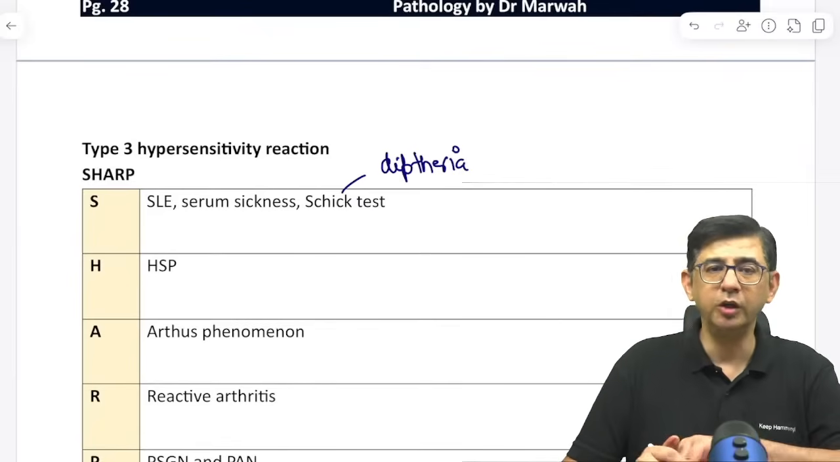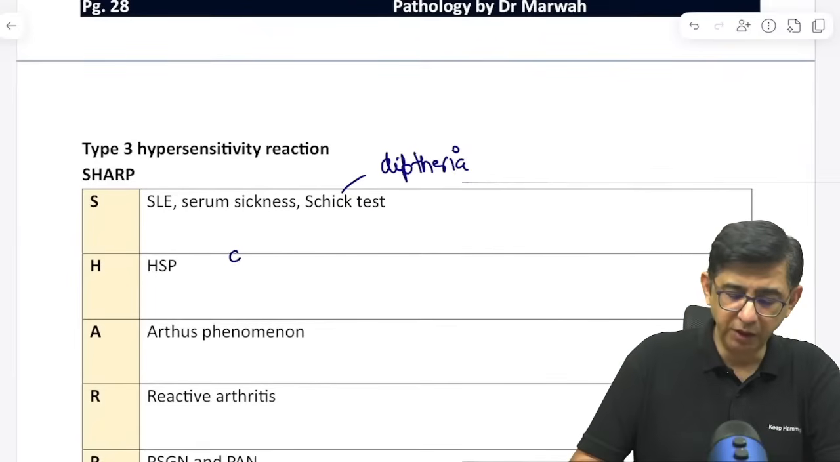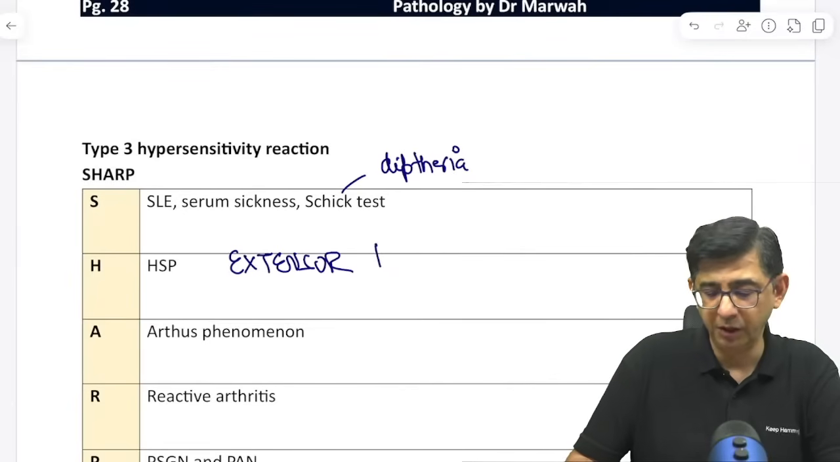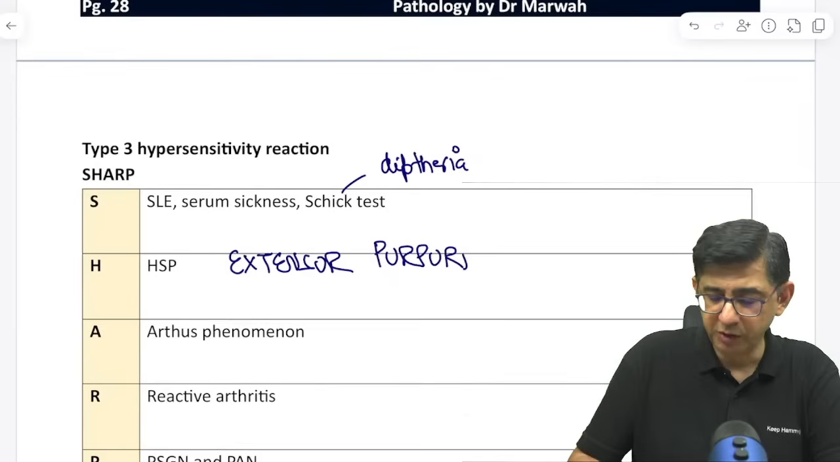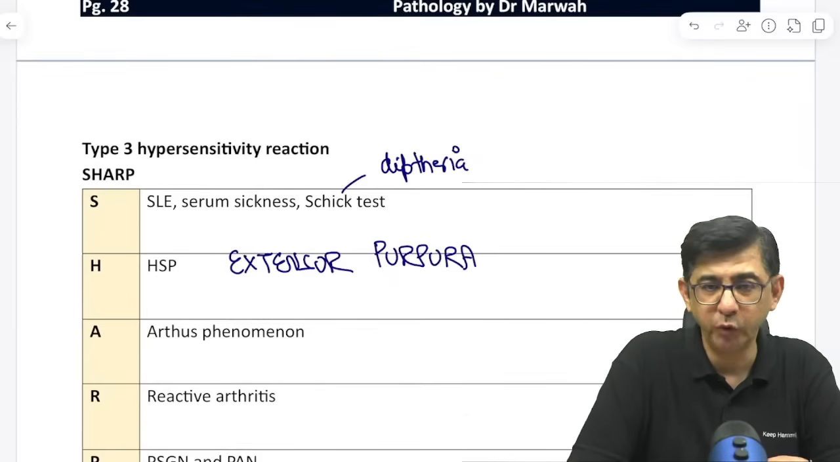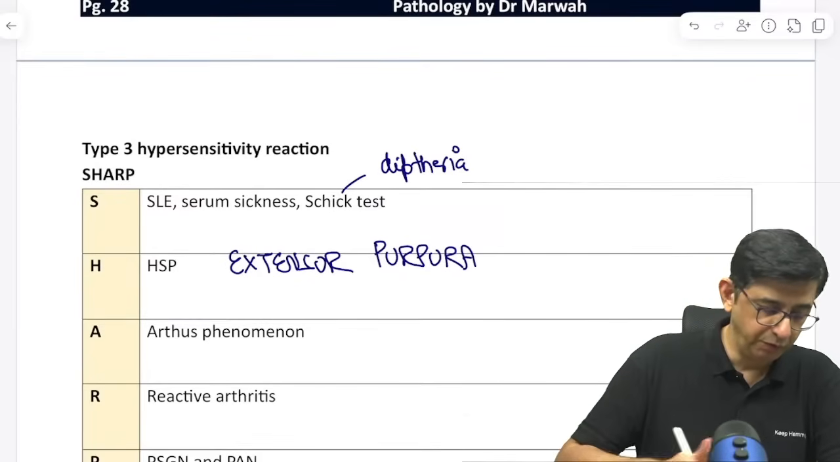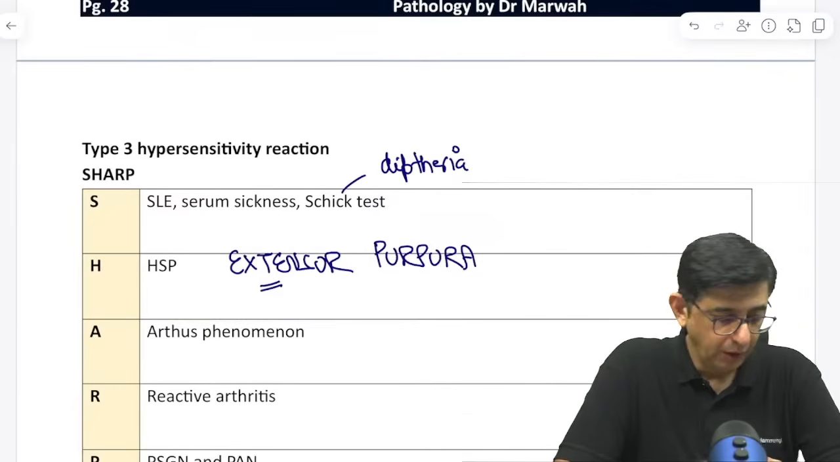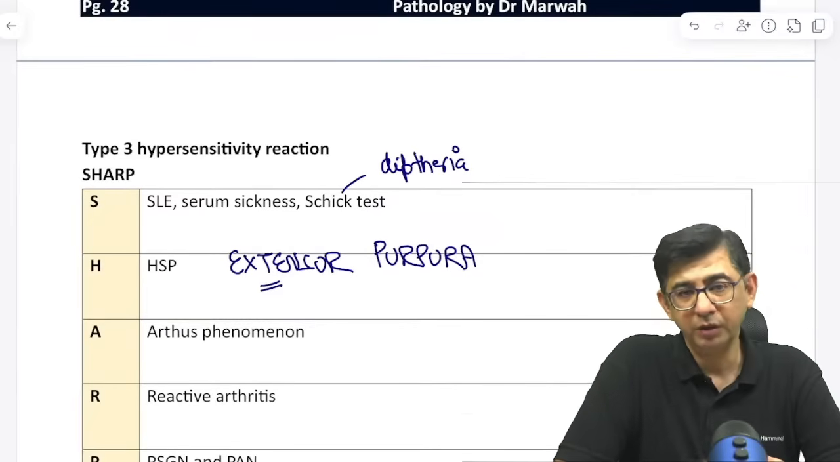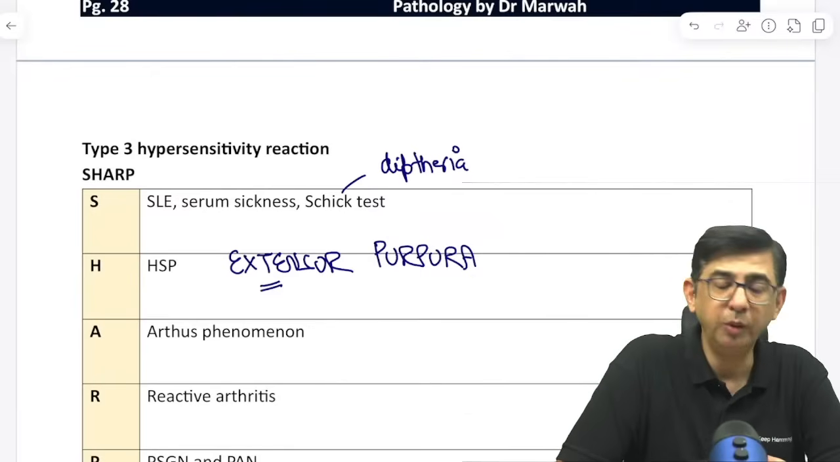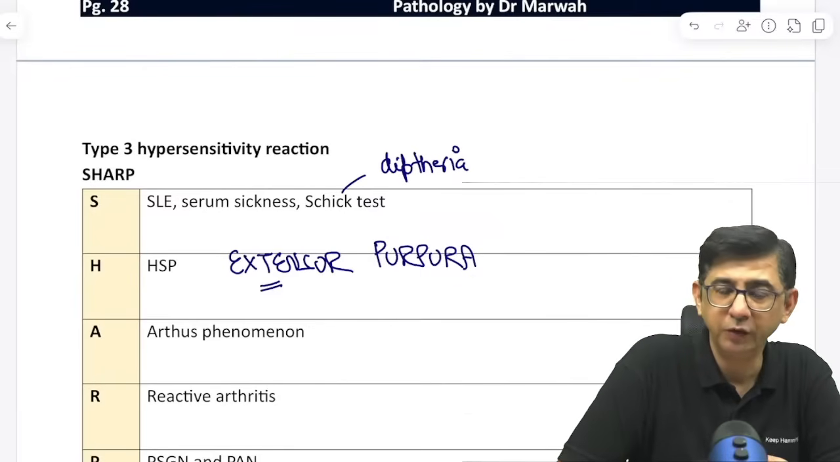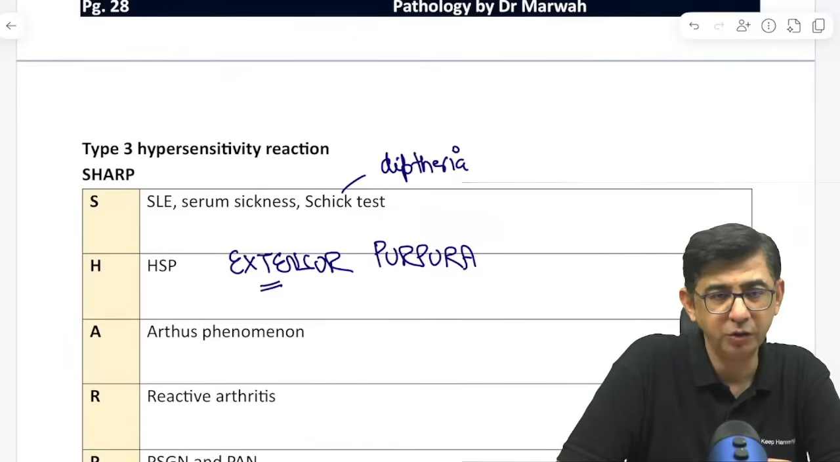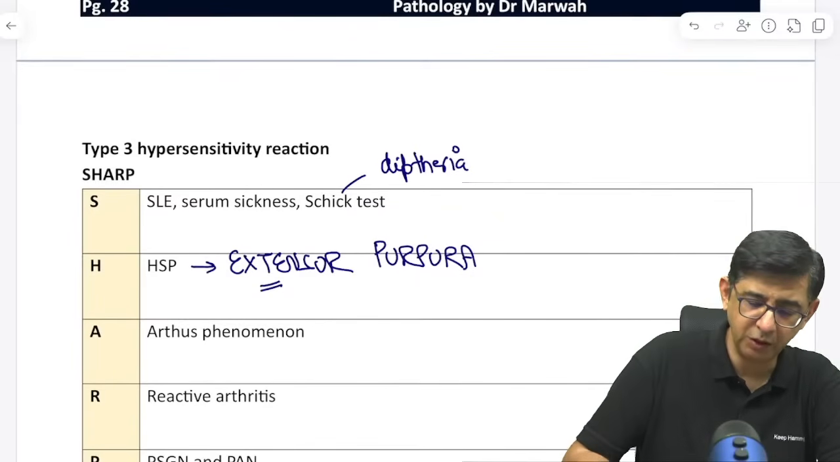Then is Henoch-Schönlein purpura, that will always be having extensor purpura. This is one of the commonest types of vasculitis in the Western population. So most of the time an image-based question will be given to you of a purpuric rash. Extensor purpura, whenever it is given on the buttocks of the patient, on the back of the thigh, and on the legs of the patient. So Henoch-Schönlein purpura is always an extensor purpura.